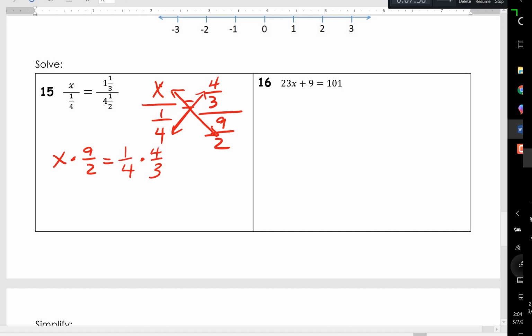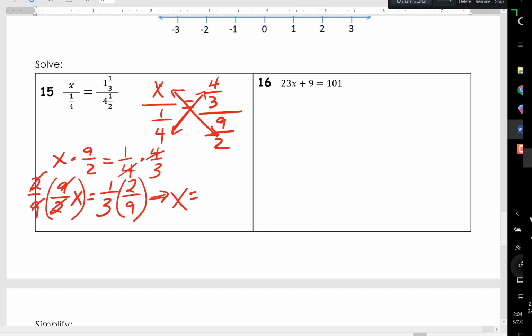And if you look, you can see that the 4's cancel because you're multiplying two fractions, so you can cancel any factors in the numerator and the denominator. So that gives you 9/2 x equals 1/3. And to get x by itself, you're going to need to multiply both sides by 2/9. You multiply by the reciprocal of the x coefficient, or you divide by the x coefficient. It means the same thing. And so when you do that, all that stuff cancels out, and you end up with x equals 2/27.